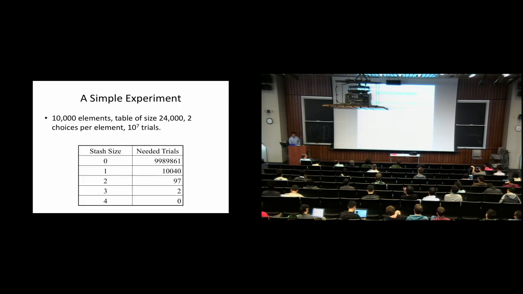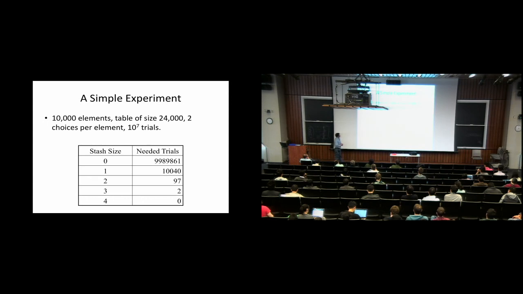And we have results that show that the probability of failure falls like 1 over n to the size of the stash, or I guess size of the stash plus 1, right? So when there was no stash, it was 1 over n. A stash of size 1 will make it fall like 1 over n squared, and so on.